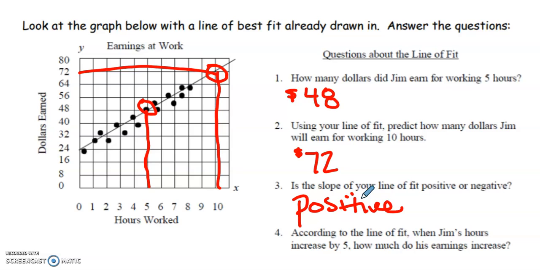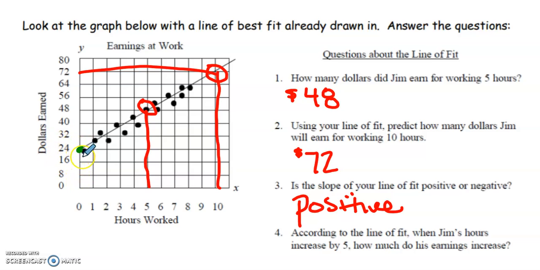All right. And the last question, according to the line of fit, when Jim's hours increase by 5 hours, how much do his earnings increase? And what I found interesting about this graph, as you can see, Jim's y-intercept is right here at 24. That means if Jim works 0 hours, he still earns $24.